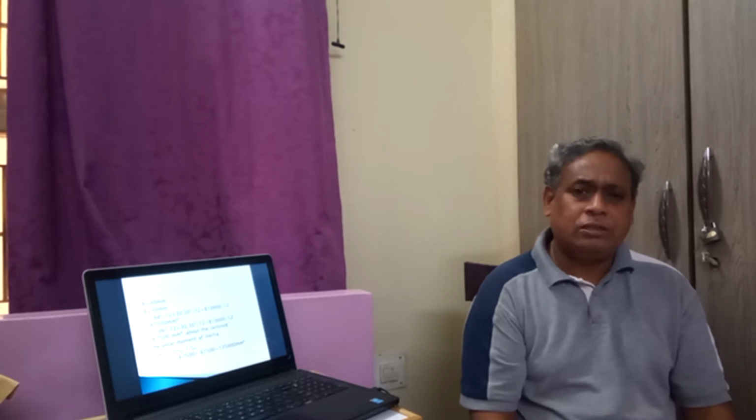You might remember that the units of moment of inertia are mm4 because it is area into distance square. Area is mm square, distance square is also mm into mm. Therefore, we have mm square into mm square, that is mm to the power of 4. Therefore, the units are mm to the power of 4.